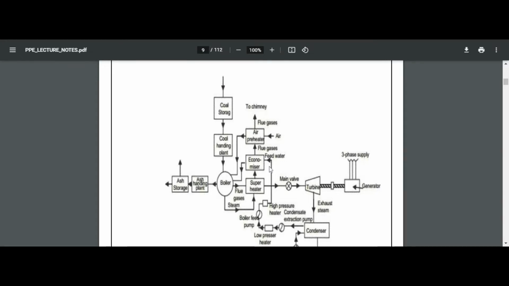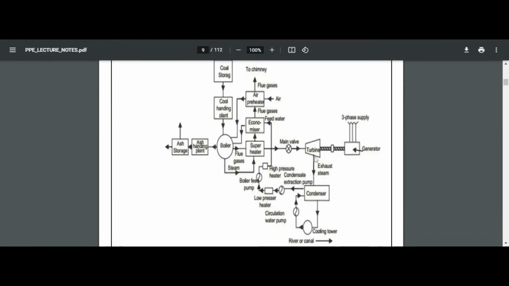Next, economizer. The function of economizer is to heat the feed water. That is, feed water is supplied to economizer. Also, the exit steam from the turbine is sent to condenser, and condensation takes place in the condenser. That is, change of phase from gas to liquid takes place in the condenser, and this condensate is pumped by the extraction pump, and it is sent to low pressure heater.